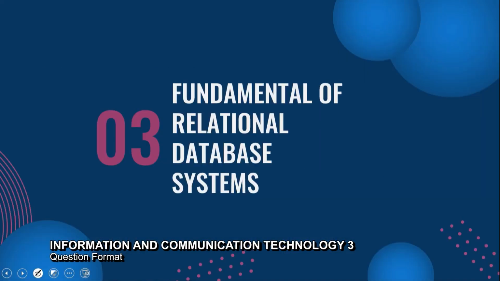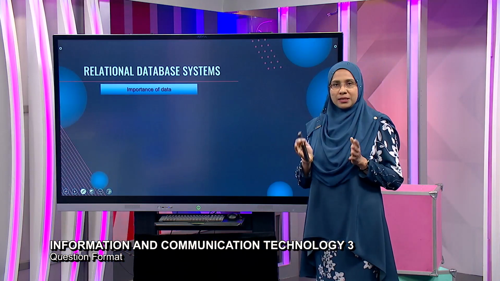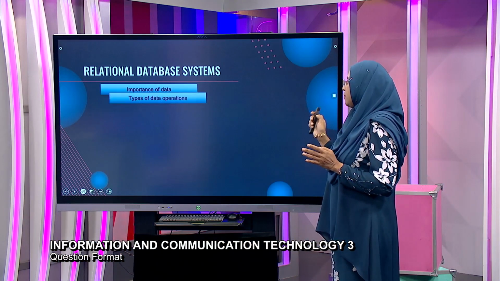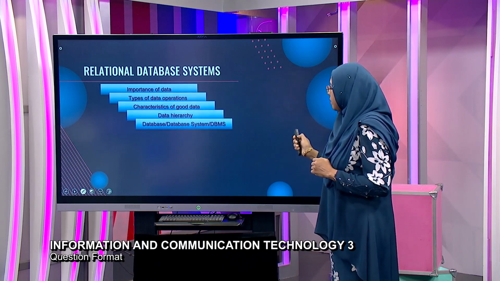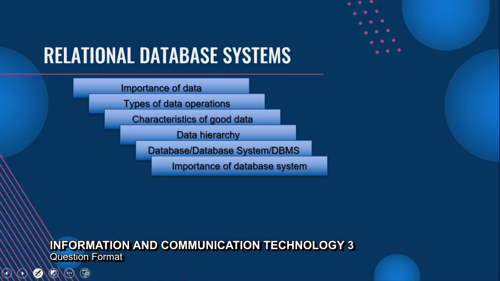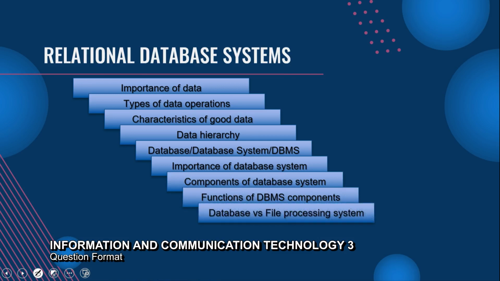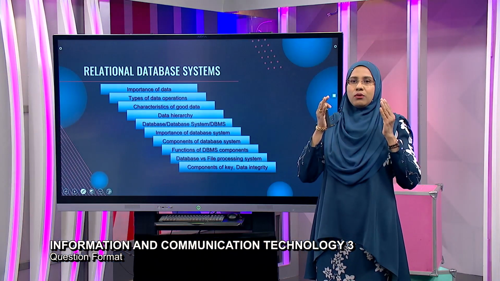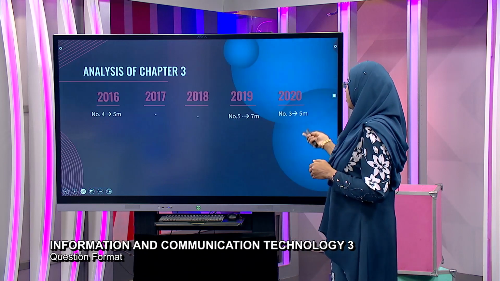We move on to chapter 3, Fundamental of Relational Database System. Here you learn all about data: the importance of data, types of data operation, characteristics of data, data hierarchy, database system, DBMS, importance of database system, components of database system, functions of database components, database versus file processing system, and components of key and data integrity. In this chapter, again, you have to study and remember, and they will test your knowledge.